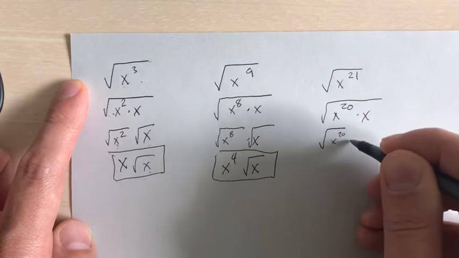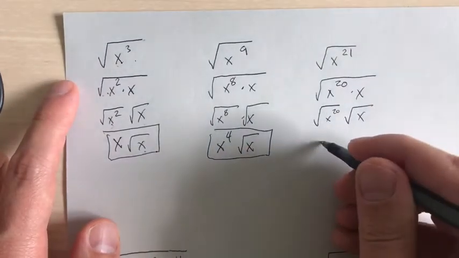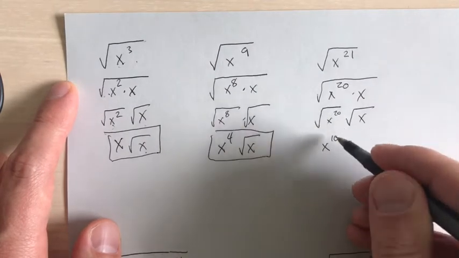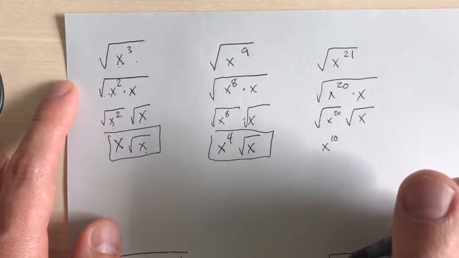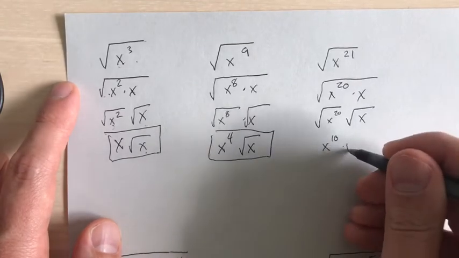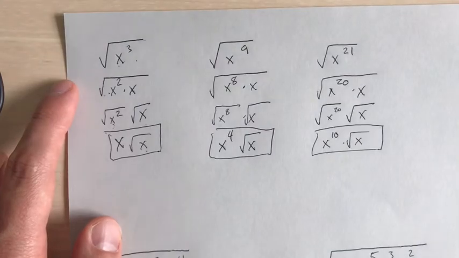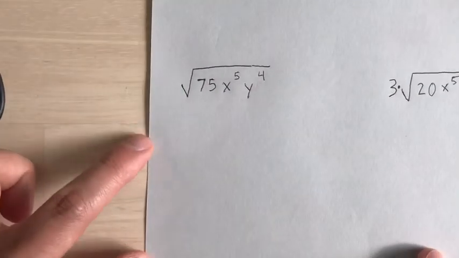X to the 20 times x to the 20, square root of that, that's going to be x to the 10. Again, that idea that you're just having the exponent to figure out what it equals when you square root it, times the additional square root of x, and there you go. Okay, let's put it all together and try some bigger problems.